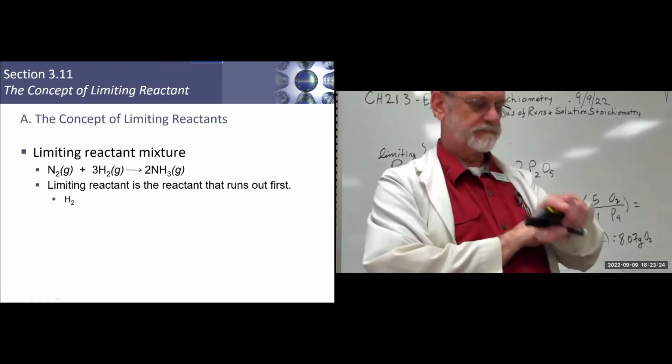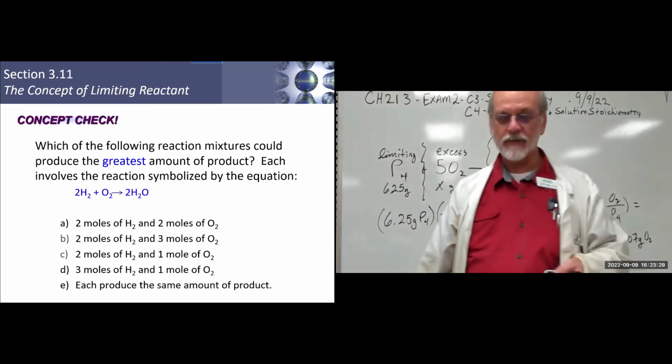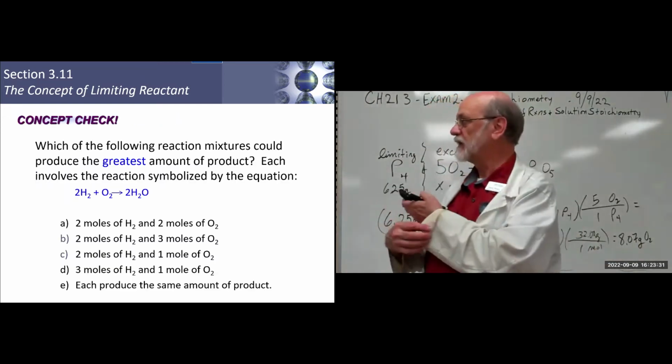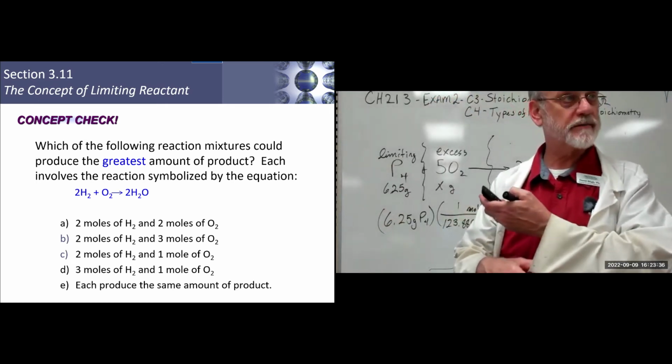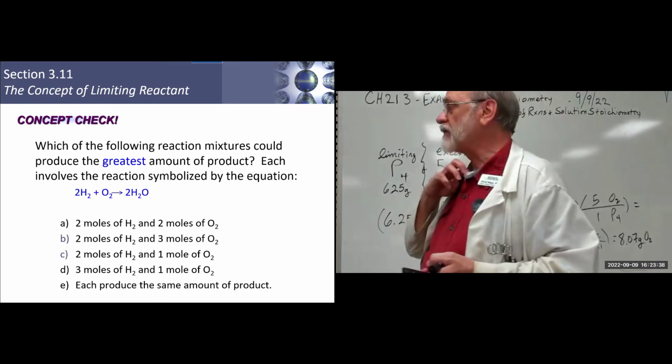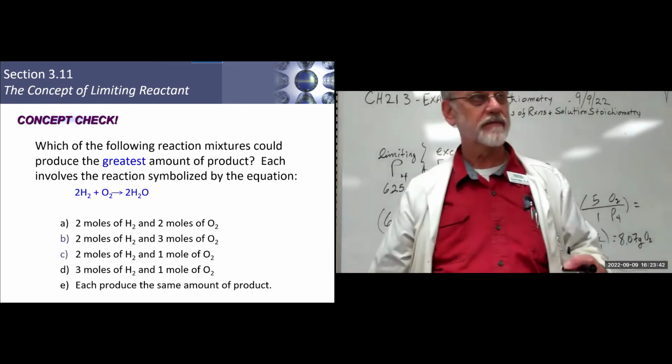All right. I'm going to spend just a few seconds on this one. This balanced equation, 2 hydrogens plus 1 oxygen makes 2 waters. If you have 2 moles of hydrogen and 2 moles of oxygen, how many moles of water do you make?